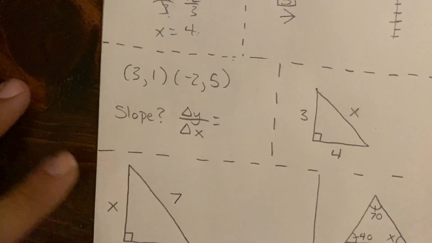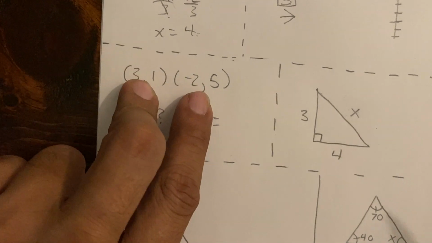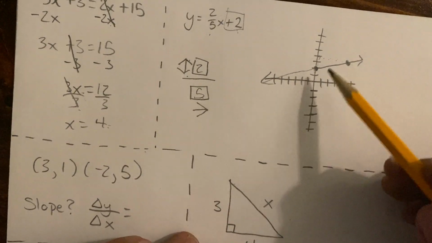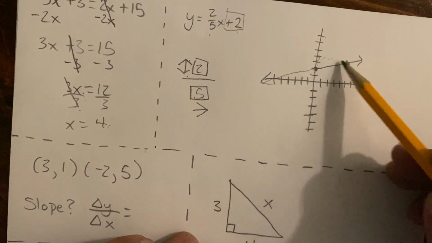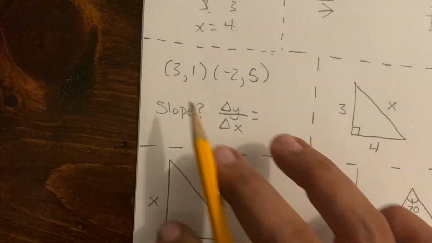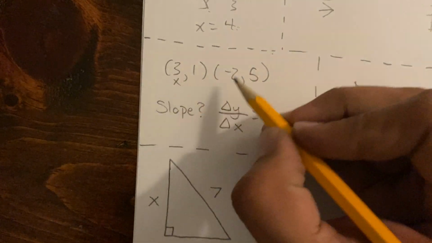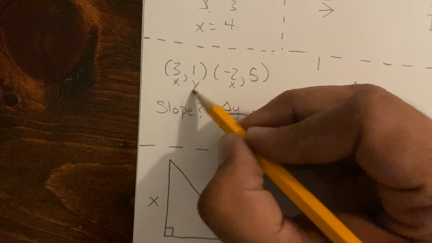All right, now we're here. How do you find the slope if they don't give it to you? If you have 2 points, you could count it. You could count to it, going up 2 and over 5. But if they give you 2 points, there's another way. You could do the change in y. Remember that these are x's, and the second ones are y's.